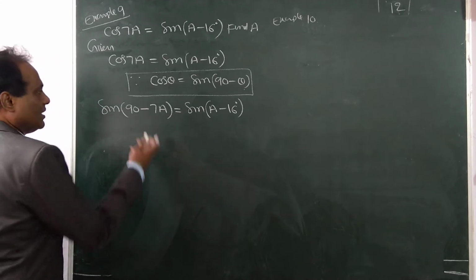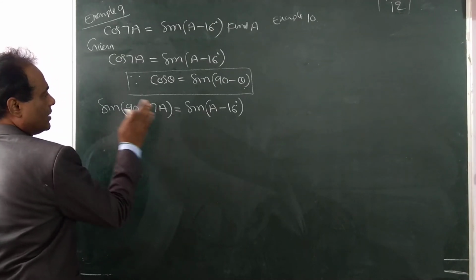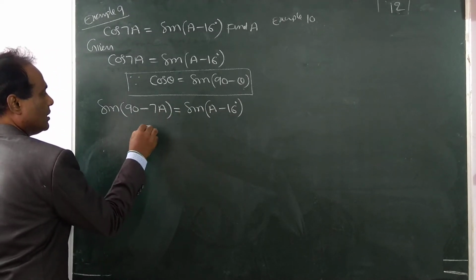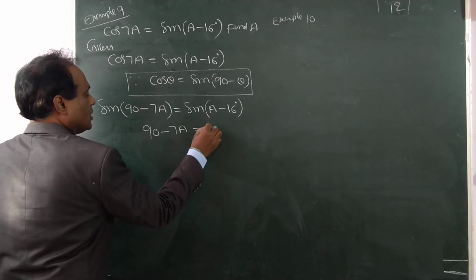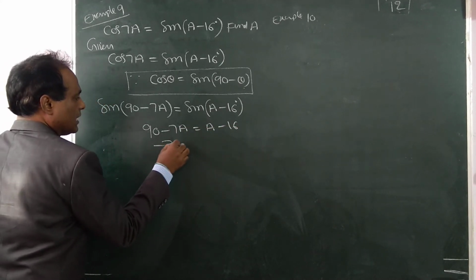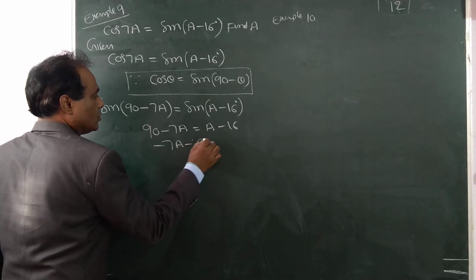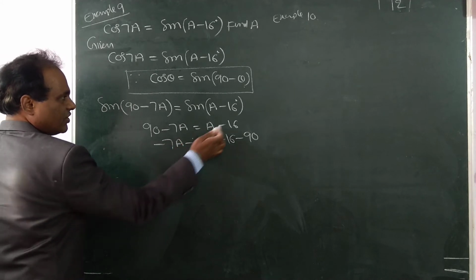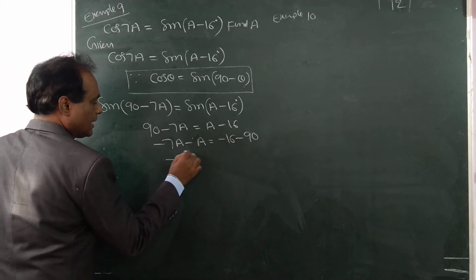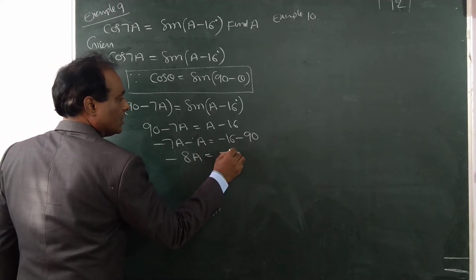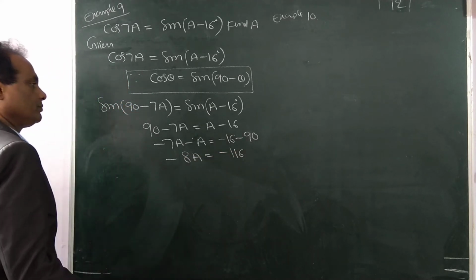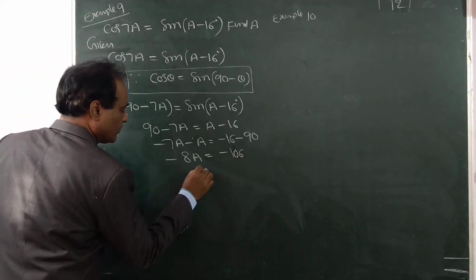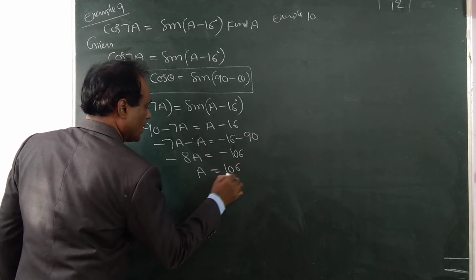Sine and sine are the same. These two should be same because there is an equal symbol. If the sine is the same on both sides, then these two should also be the same. 90 minus 7a is equal to a minus 16. Minus 7a minus a is equal to minus 16 minus 90. Minus 8a is equal to minus 106. Minus minus cancel, so a is equal to 106.